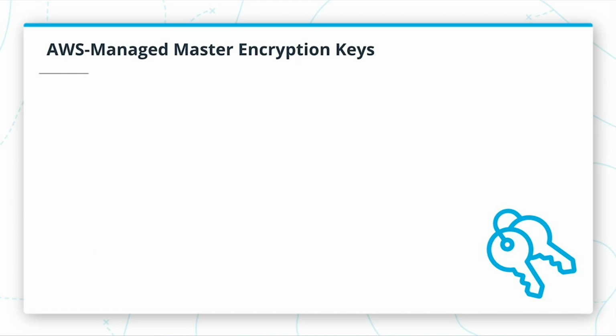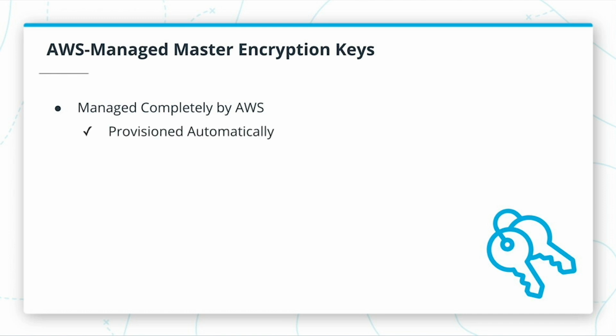The first is using AWS Managed Master Encryption Keys. This is the default and easiest type of KMS key to use. It requires very little management on the part of the customer. This key is provisioned automatically by KMS when a service such as S3 or EC2 needs to use KMS to encrypt underlying data. A separate master key would be created for each service that starts using KMS.